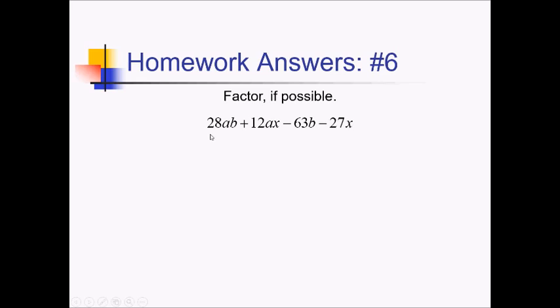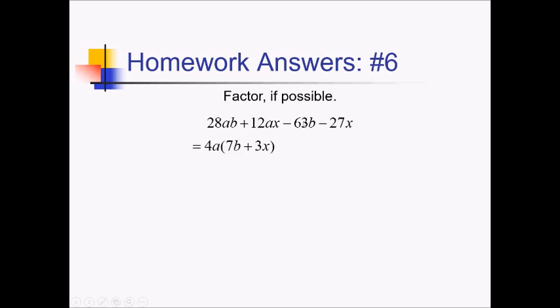So let's take out the biggest common factor we can for the first 2 terms. Again, these are both divisible by 4. 28 and 12 can be reduced by 4. So I'm going to take a 4 out of those. And I also can take out an a. So if I take out a 4a, we end up with 7b plus 3x for our stuff inside our parentheses.